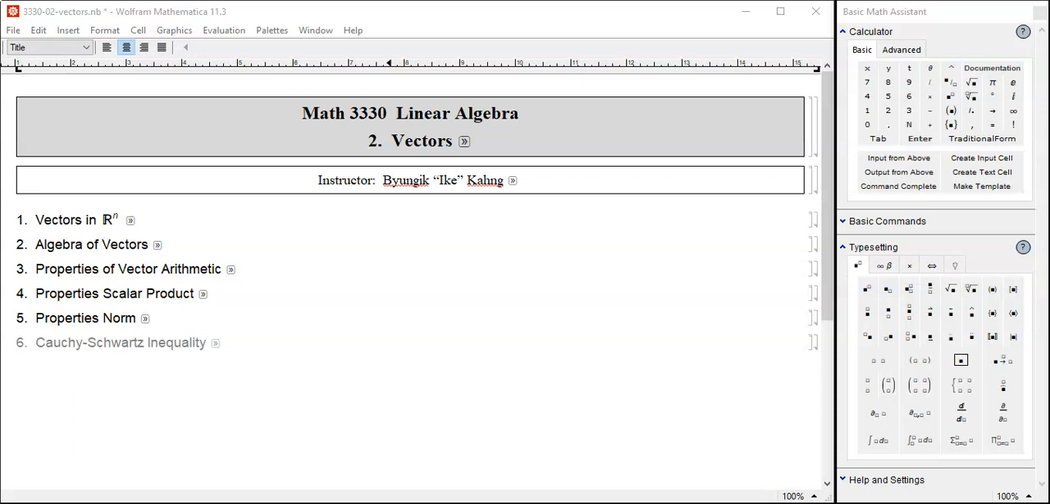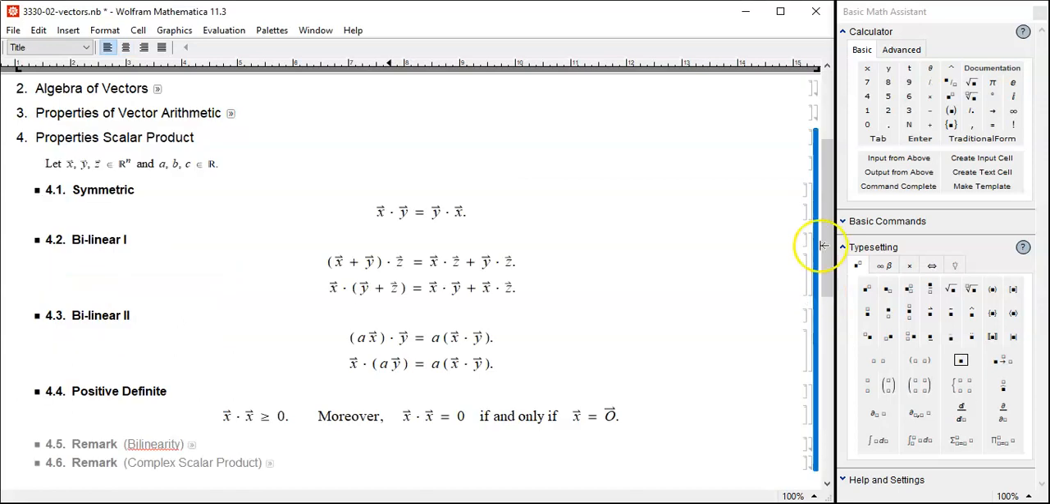Welcome back, students. We're done with sections 1, 2, and 3. And now let's go to section 4 of this notebook, Properties of Scalar Product.